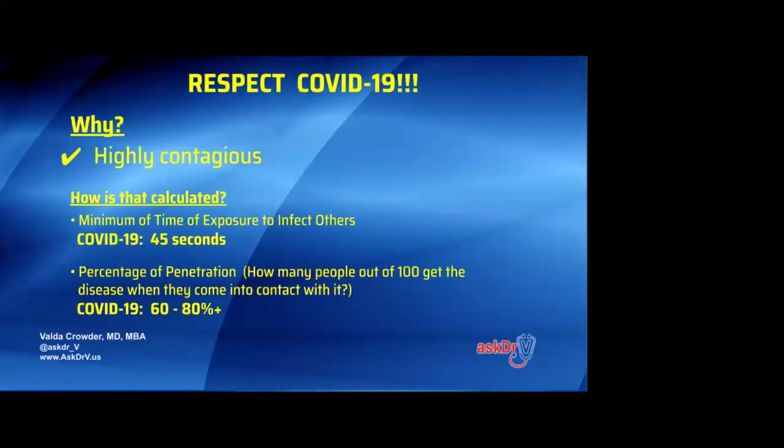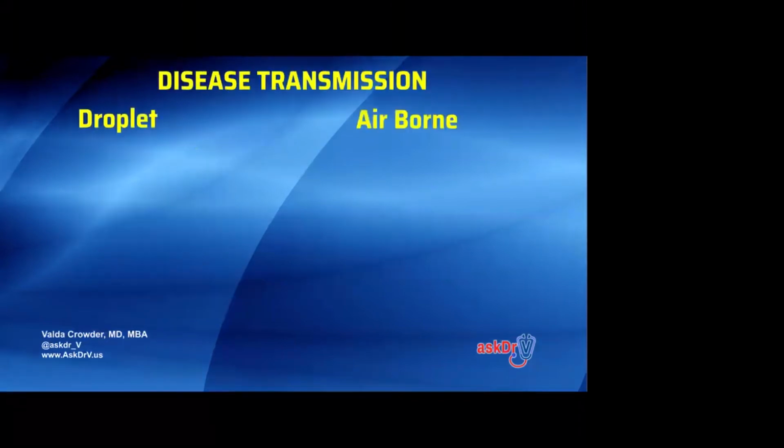The other thing about COVID-19 is it's highly contagious. So here's how we calculate how contagious something is. What is the minimum amount of time that you need to be exposed to it in order to infect others? For COVID-19, that's 45 seconds, right? Then the other thing we look at is what is the percent transmission? So if 100 people got exposed to the disease, how many people would catch it? For COVID-19, that's 60 to 80%. For something like influenza, it's 20 to 30%. So this just tells you how much more infectious COVID-19 is.